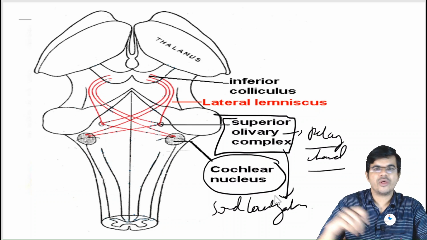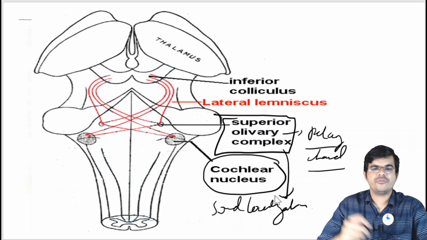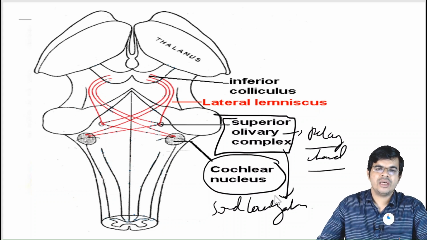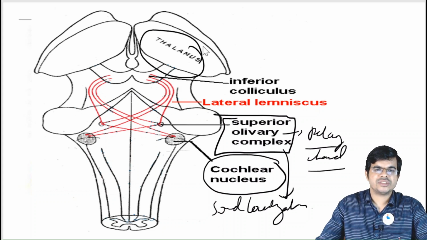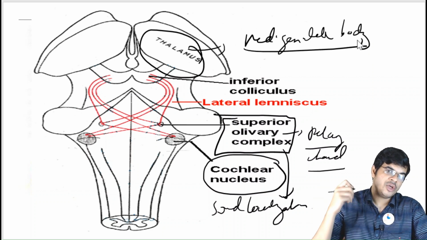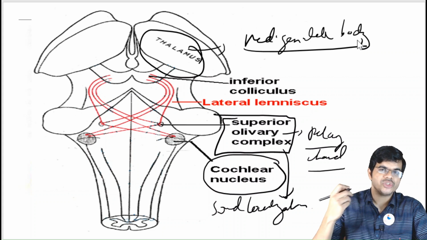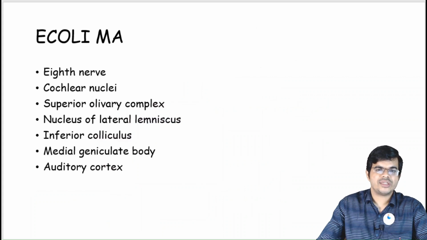From the superior olivary complex, it goes into the lateral lemniscus, and then into the inferior colliculus, and then to the thalamus. Thalamus, medial geniculate body. Okay, medial geniculate body of thalamus. The lateral geniculate body is associated with the visual pathway, right? And from this medial geniculate body, it goes into the superior temporal gyrus or Heschl's gyrus. Okay, superior temporal gyrus or Heschl's gyrus.